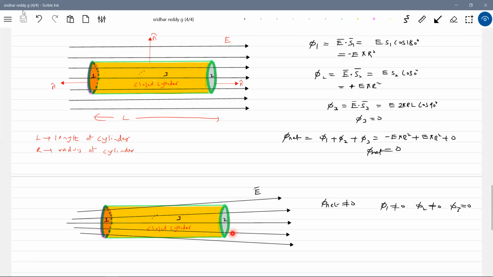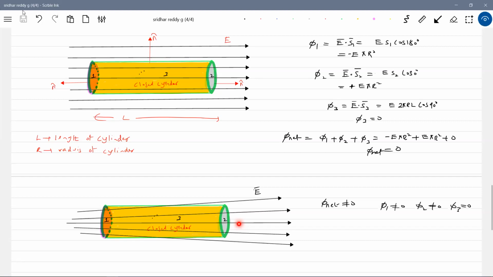If the number of lines of force entering is equal to the number of lines of force leaving, then the net flux through a surface, or through a structure, or through a body, we say is 0. What about here? The number of lines of force, definitely what I can say is that in fact it will be non-zero here.